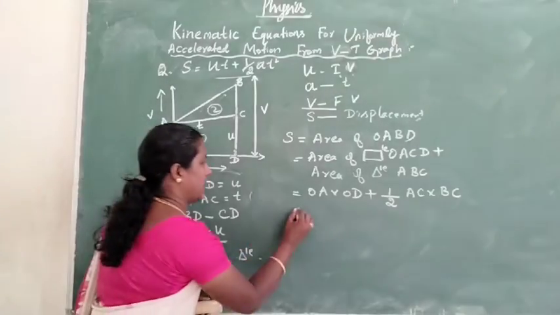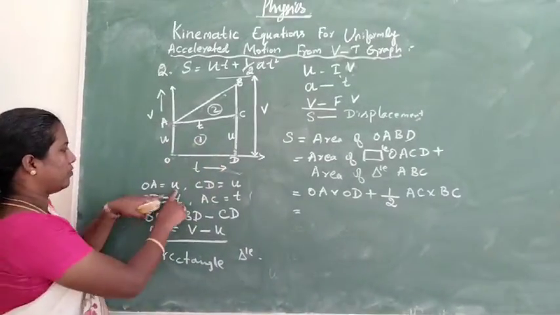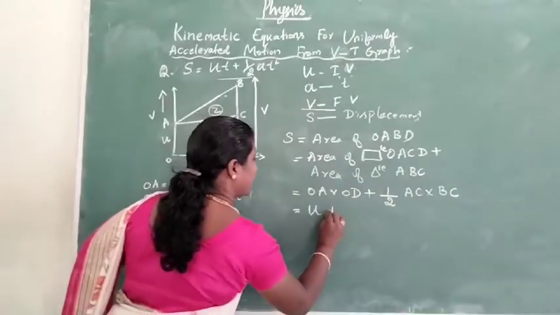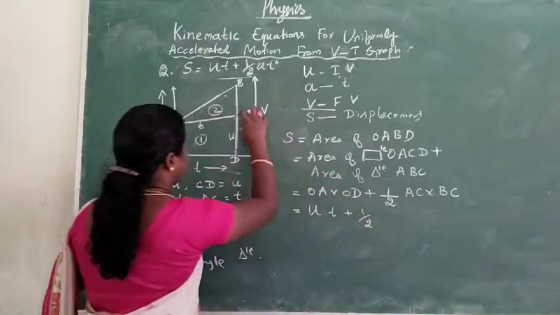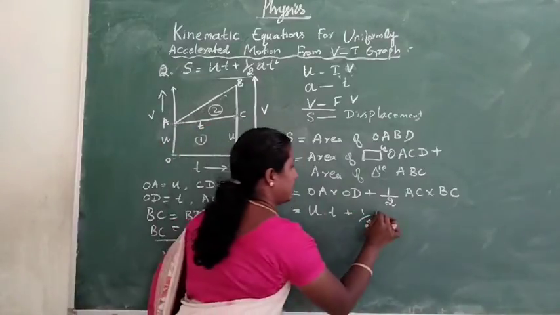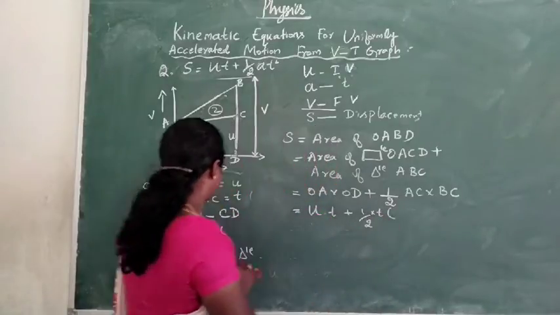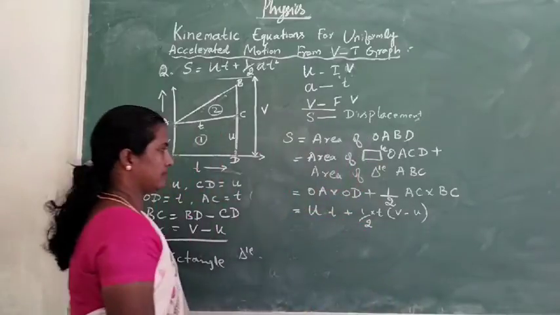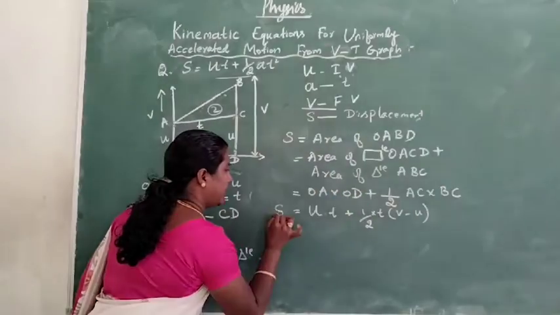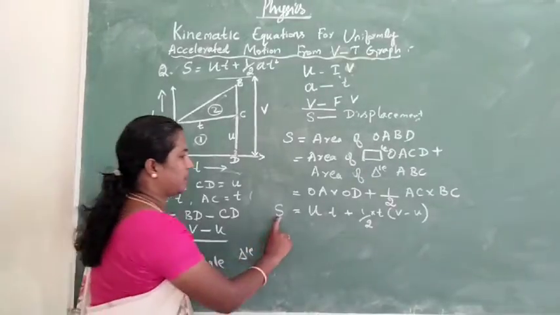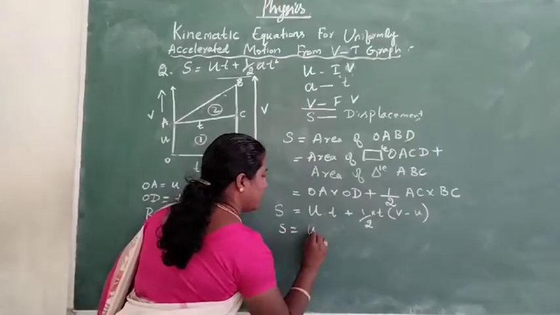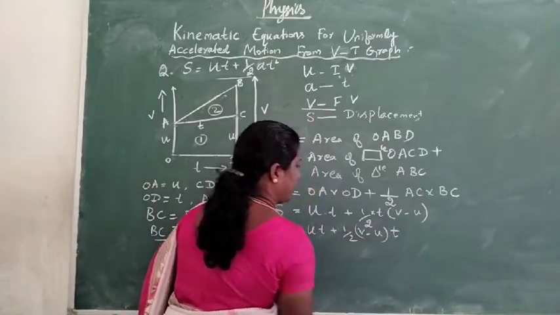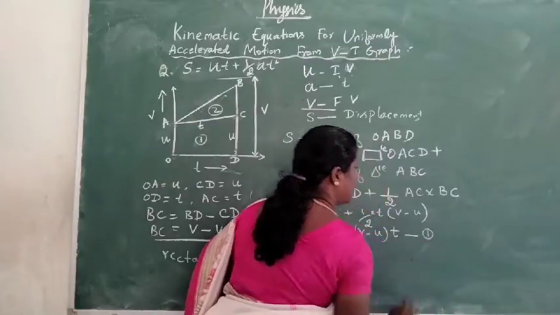Let us substitute those values. The value of OA is U, into OD which is time, plus half into AC, which is time, into BC, which is V minus U. So this side we have S, the displacement. That means displacement is equal to UT plus half into V minus U into T. Let us consider this as equation 1.